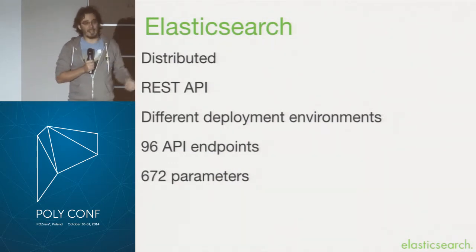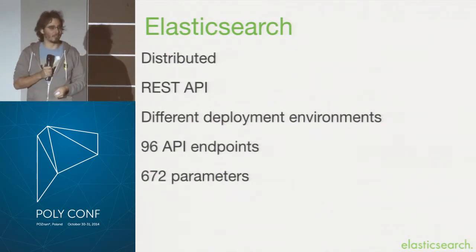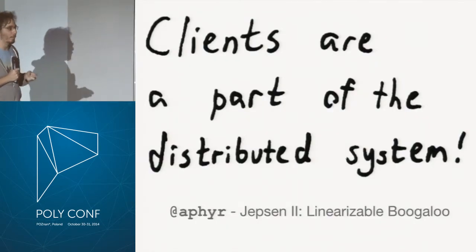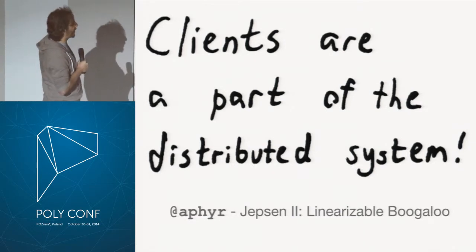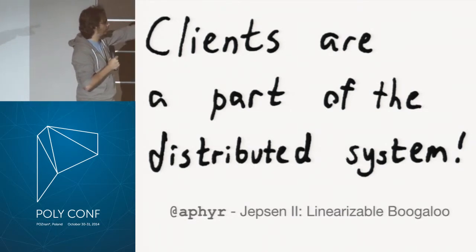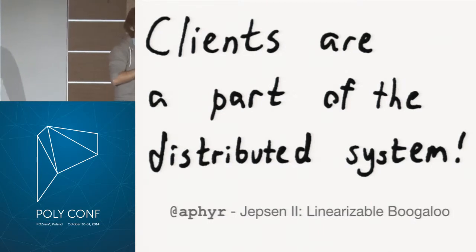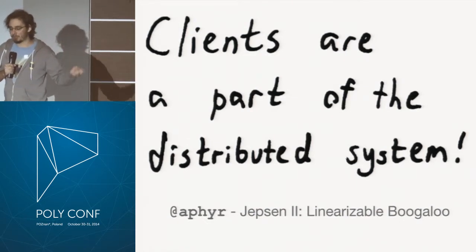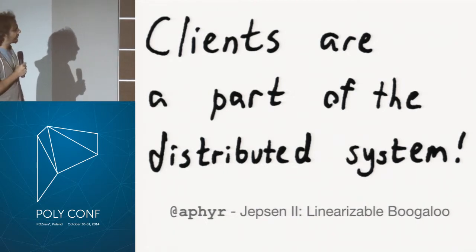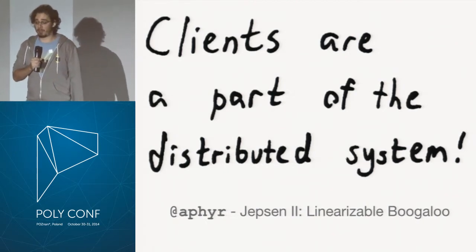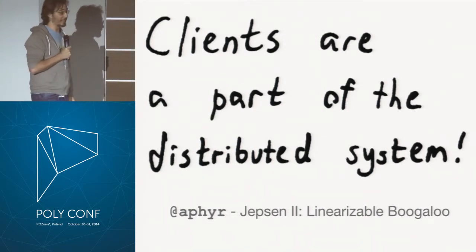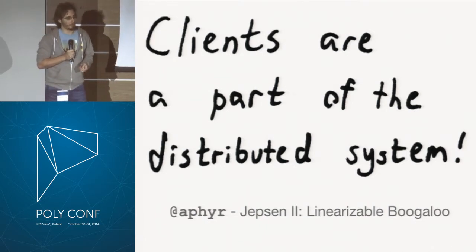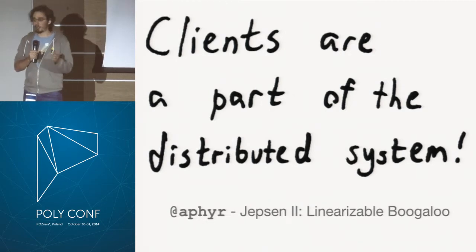Most people look at this and say, hey, HTTP and JSON, how hard can it be, right? Well, actually, because it's a distributed system, the clients are important. This is actually not my slide. I stole that from Aphyr from his talk, Jepsen 2, Linearizable Boogaloo. It doesn't say very nice things about Elasticsearch, that talk, but I highly recommend it. And actually, most of the things that he pointed out about us that we were doing wrong, we had fixed by then. But this is an important point that he makes, that the client in a distributed system is a crucial part of the infrastructure. Because if you have a distributed system, that means a part of it might go away.